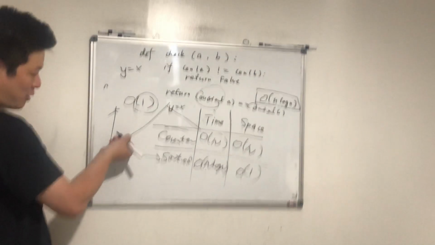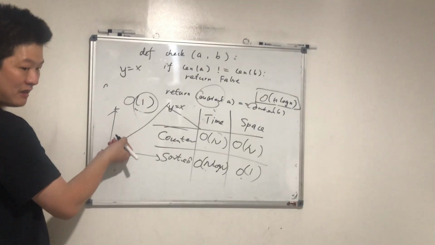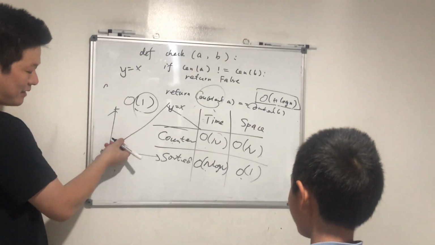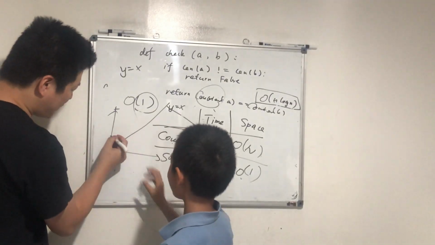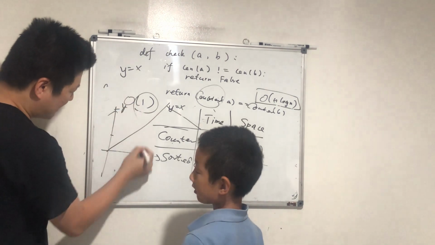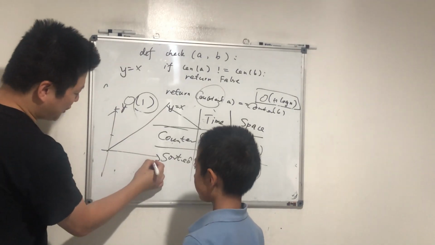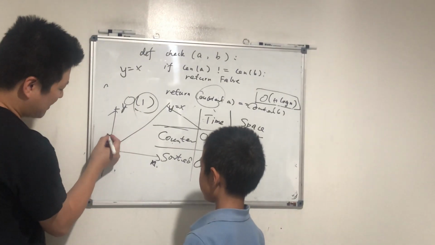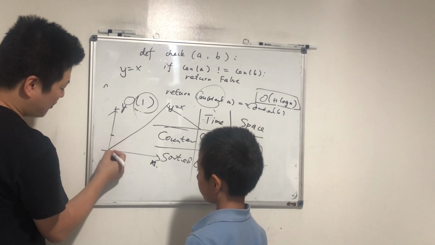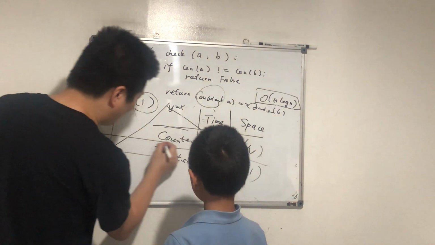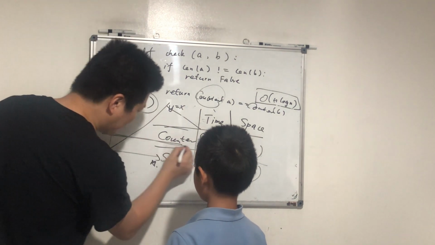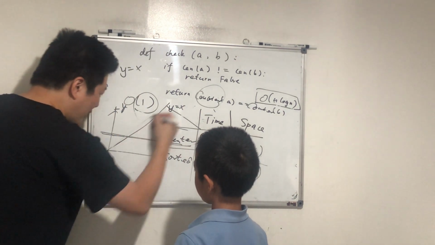Can you draw y equals 1 here? I think it's something like this. This is y, this is x, we call it n, okay? No matter how many elements, it is still 1. This is constant. This is constant. Let's do linear.